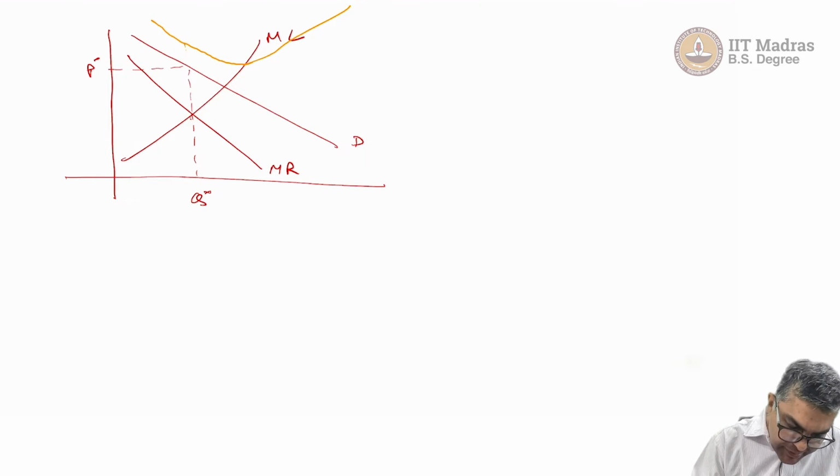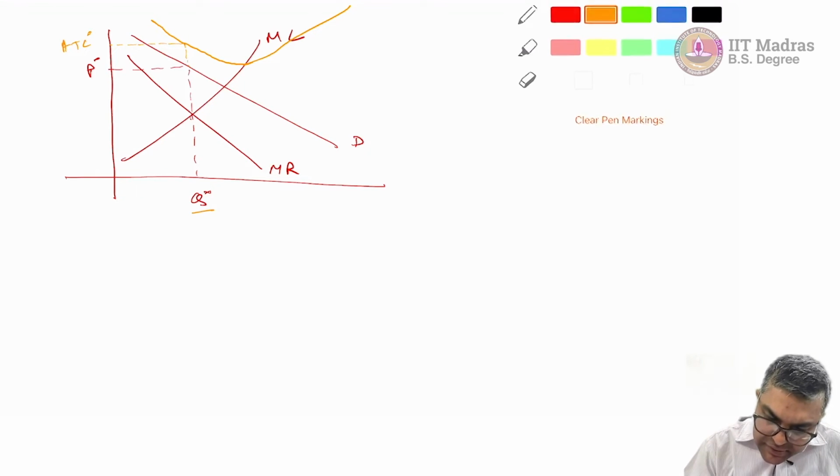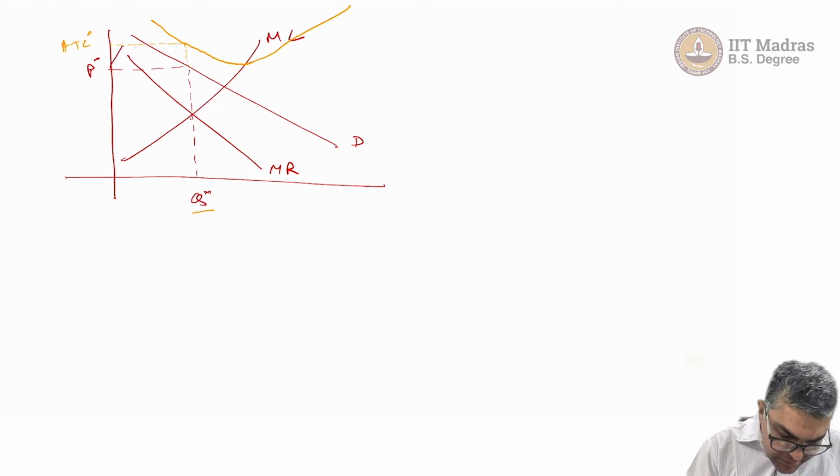So, clearly in this case average total cost at Q star exceeds the P star, and therefore, this is going to be the loss incurred by the firm.